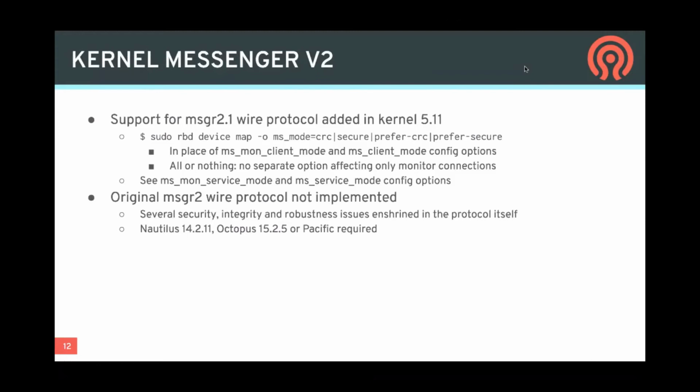Also, the original Messenger 2 protocol from Nautilus is not and will not be implemented because it is deprecated and shouldn't be used. As a consequence, the kernel client would require a Messenger 2.1 enabled release of Nautilus and Octopus. And you can see the particular release versions on the slide. And of course, the legacy Messenger 1 protocol is still supported and will be for many years to come. In fact, it is still the default in the kernel. We should probably change that.